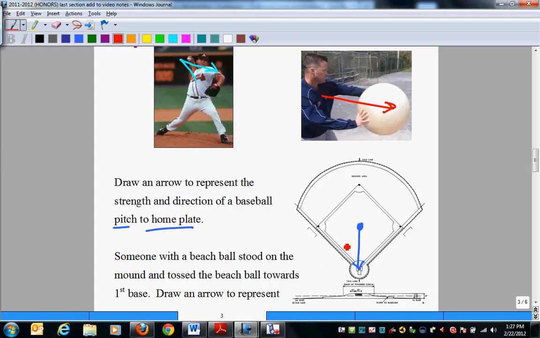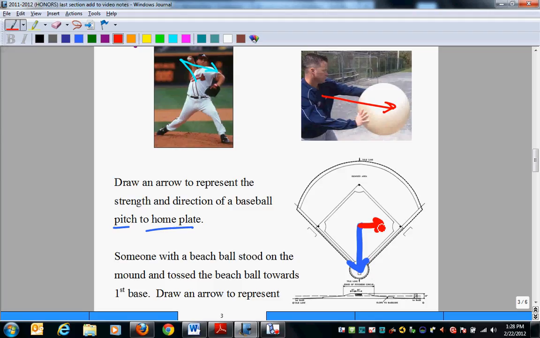Now imagine someone with a beach ball stood on the mound at home plate. So now we have a beach ball, and we toss that beach ball towards first base. Well, the beach ball is not going to be thrown or carry as much force, so it would probably only go that far. It wouldn't even make it to first base. So in this case, because a baseball can be thrown with greater force, the vector representing it is longer. Because the beach ball carries less force, it's shorter, and we went towards first base, not home base, so it is also a different direction.